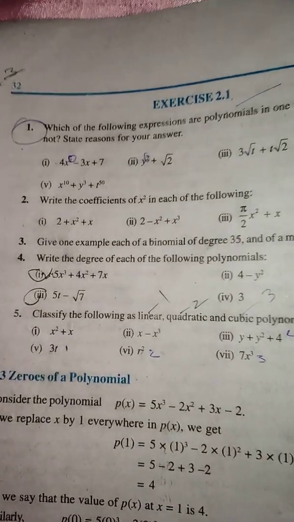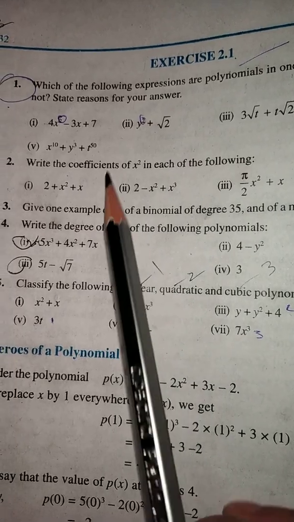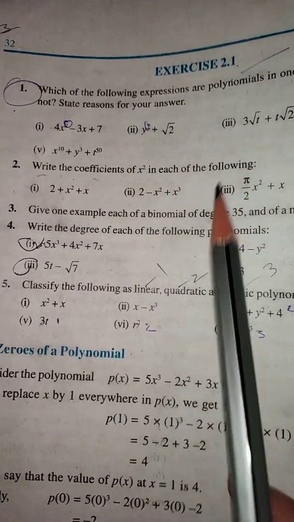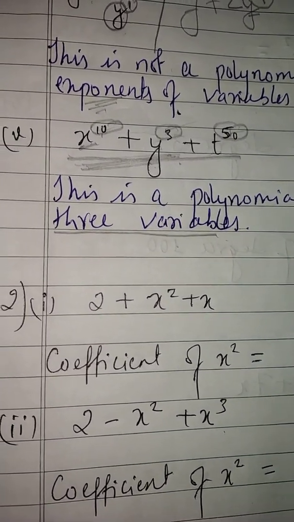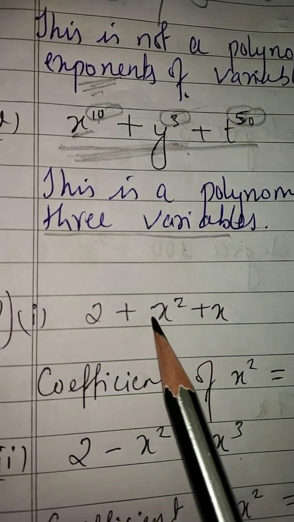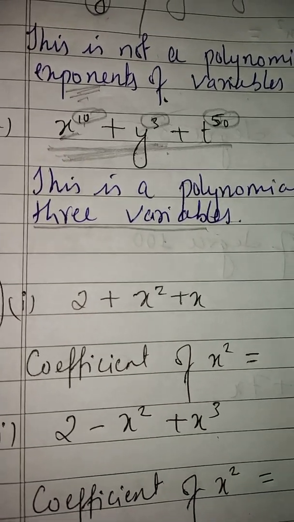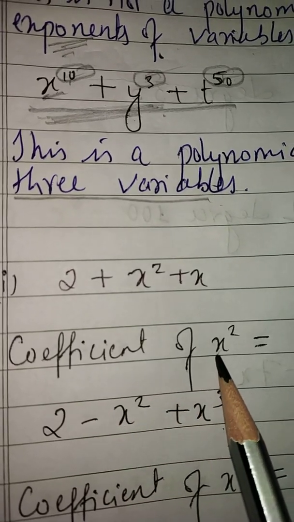Now let's move on to the next question, that is question number 2. Your question number 2 is, write the coefficients of x square in each of the following. So we need to write the coefficients. Now what is a coefficient? A coefficient is a number which is before the given variable. In this case you are asked about the coefficient of x square.